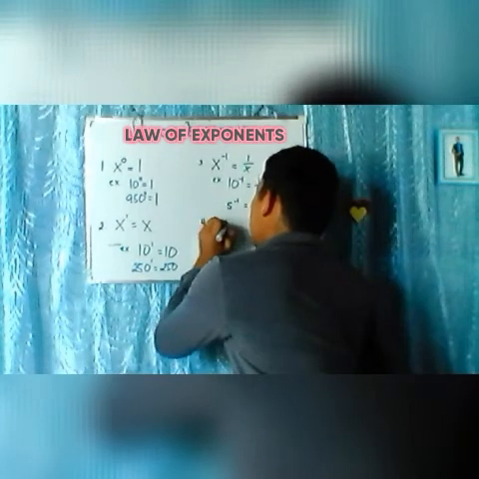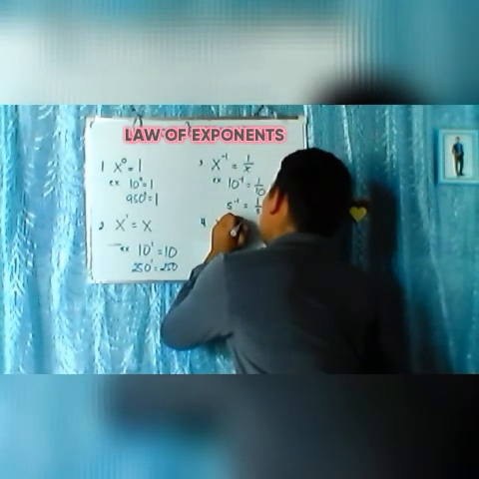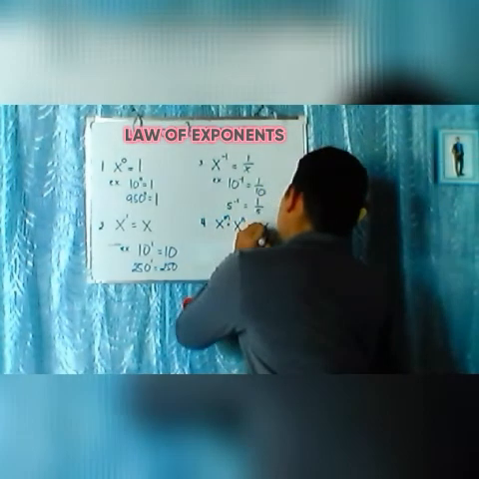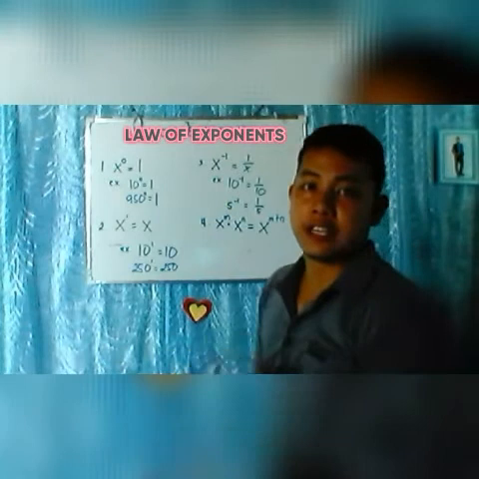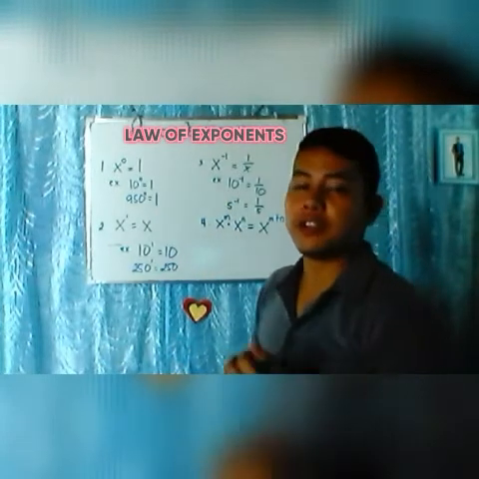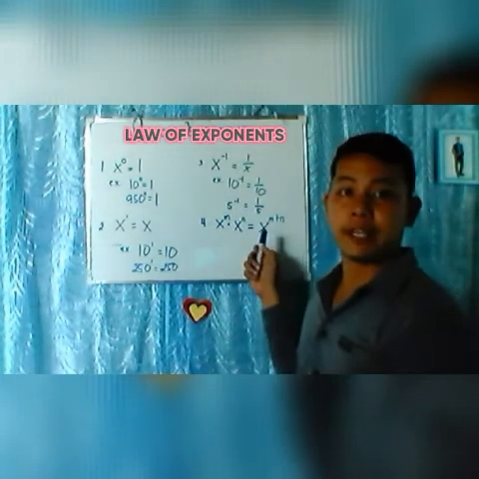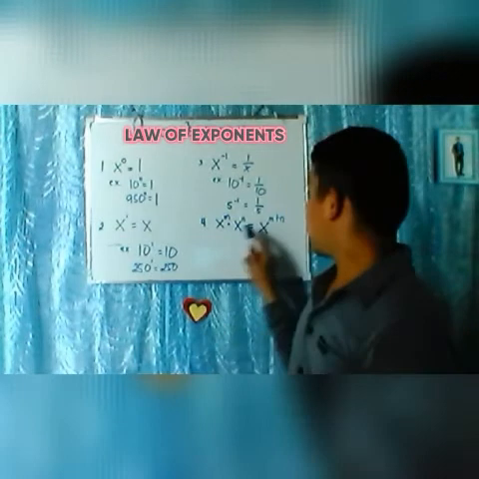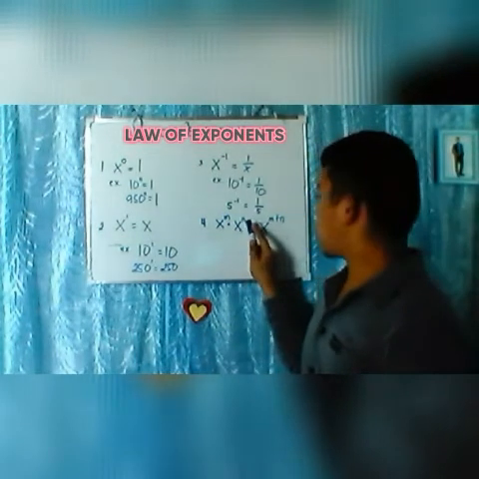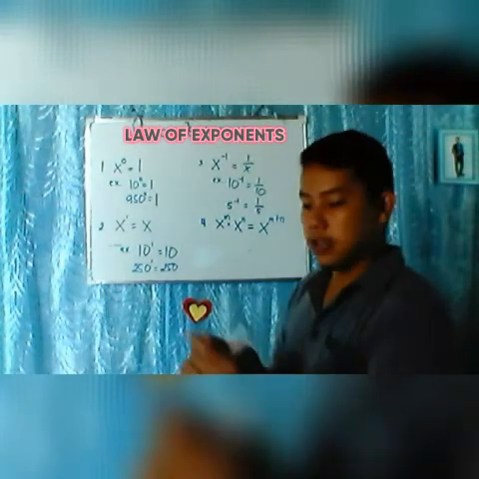So number 4, x raised to the power of n times x to the power of n is equivalent to x raised to the power of n plus n. So okay, this time the operation is multiplication. So what we're going to do is, you just simply copy the variable. So notice the variable here is x. So you just simply copy the x, and of course the exponent you just only add. So just simply add the exponent, n plus n. So let's try an example.